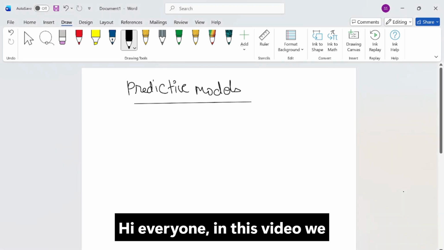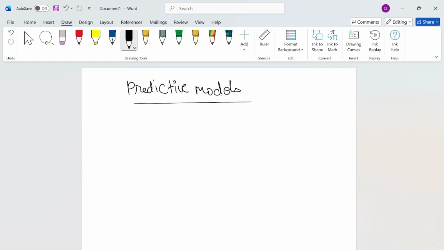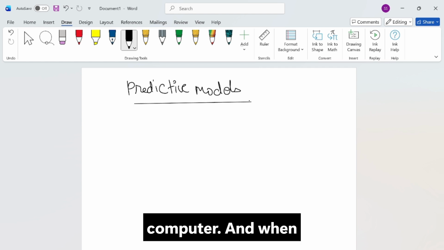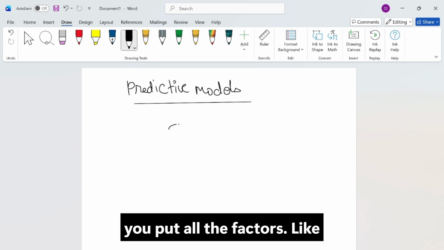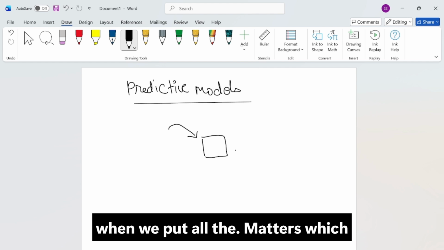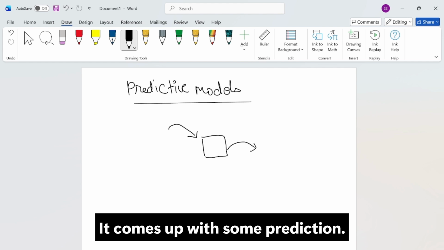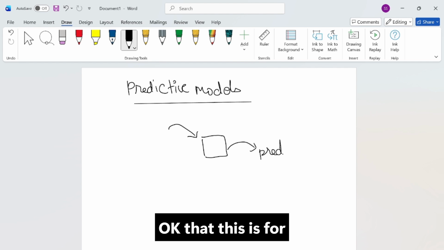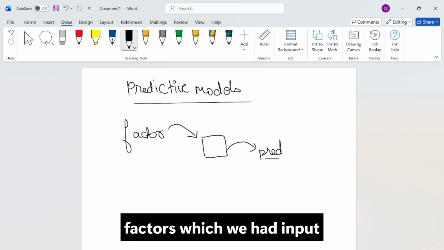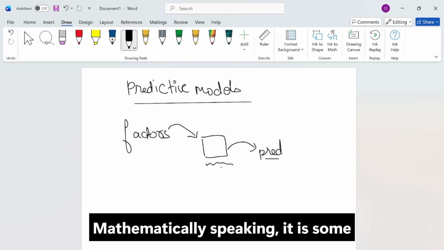Hi everyone. In this video, we try to understand what a predictive model is in machine learning. You can consider a predictive model as something that exists inside the computer. When we put in all the factors which might affect the eventual outcome, it comes up with some prediction. These are the factors which we input into this model. Mathematically speaking, it is some function.